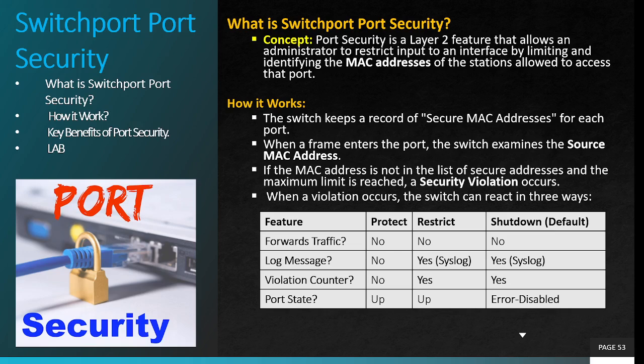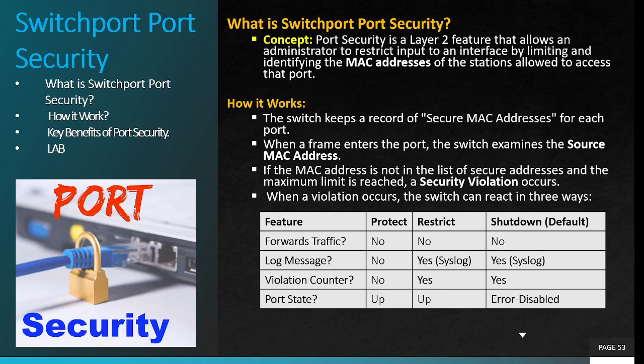So, switch port security allows us to restrict input to a port by limiting the MAC addresses allowed to communicate through it. How does it work? You define the secure MAC address for each port. The switch examines the source MAC address of every incoming frame. If the MAC address does not match your allowed list, the switch triggers a violation action.